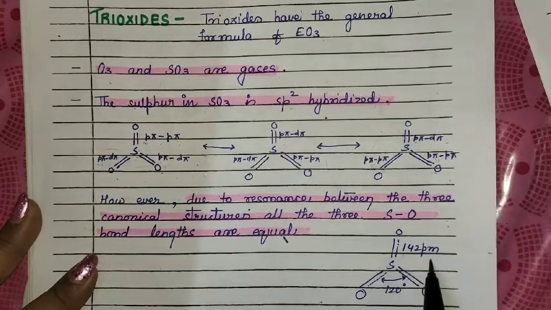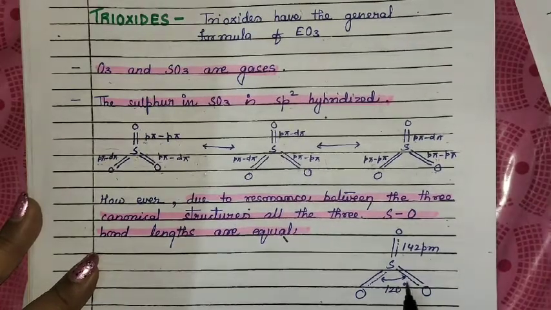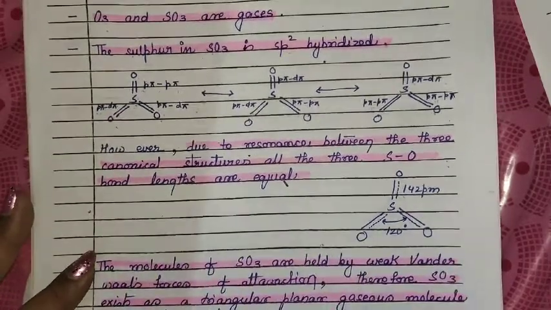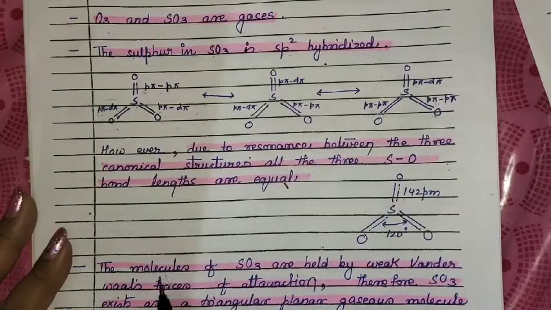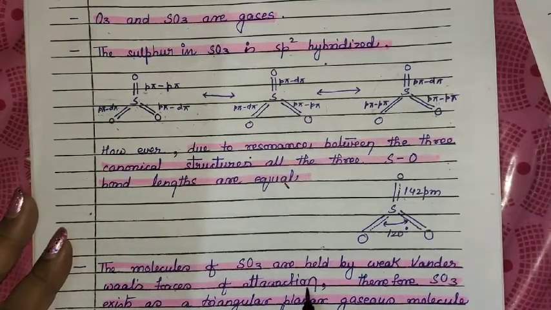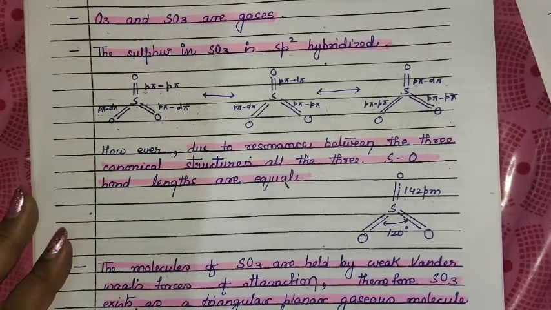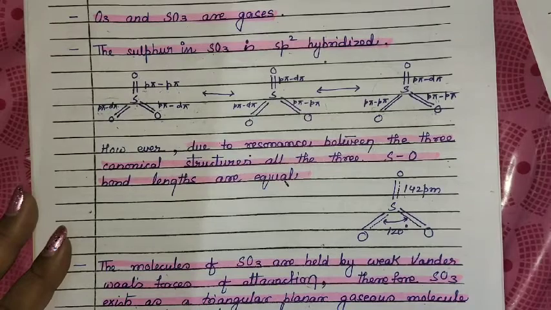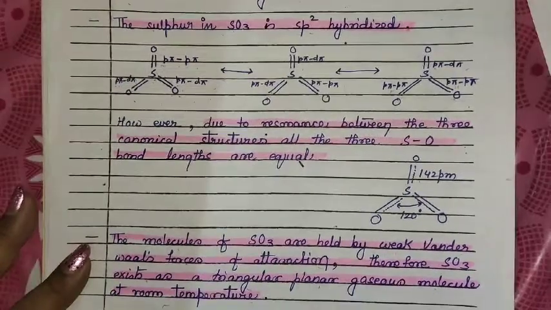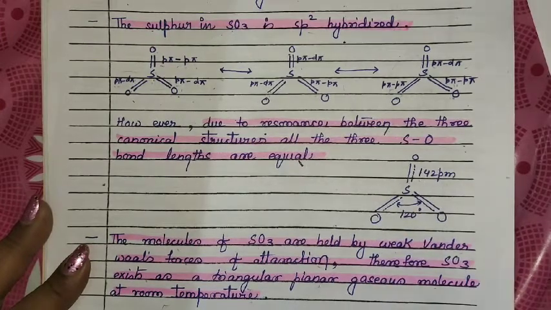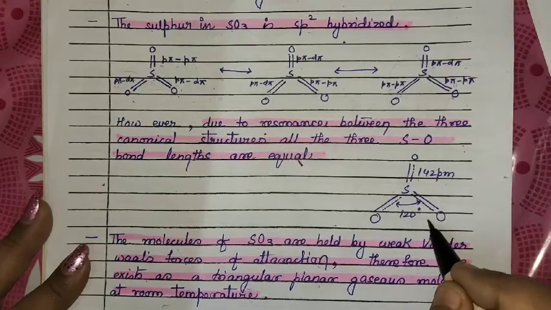It is about 142 picometer and the bond angle is about 120 degree. The molecule is trigonal planar in structure. The molecules of SO3 are held by weak van der Waals forces of attraction. Therefore, SO3 exists as a trigonal planar gaseous molecule at room temperature. Due to its trigonal planar structure, the three SO bond dipoles cancel each other and the overall dipole moment of the SO3 molecule is 0.